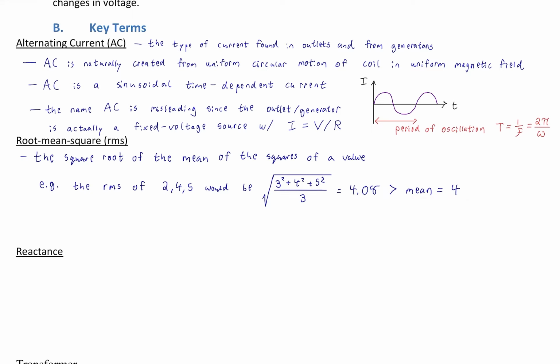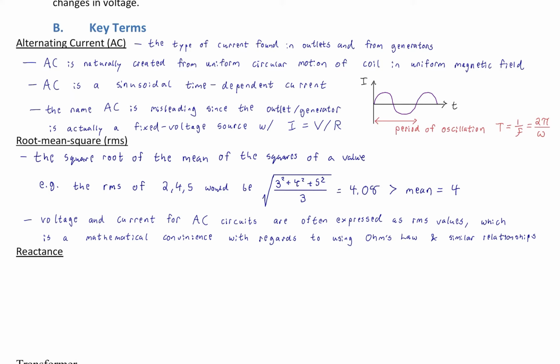Now, obviously for continuous values, it's a little bit different, but you can imagine, at least numerically or computationally, splitting this sine curve into many, many individual values, and you're doing the same mathematical process, okay? That's what we mean by the root mean square. The voltage and current for AC circuits are often expressed as RMS values, which is a mathematical convenience, kind of the scope of which is beyond the class, but we'll just use it because it is very common with regards to using Ohm's law, okay, and similar relationships, okay?